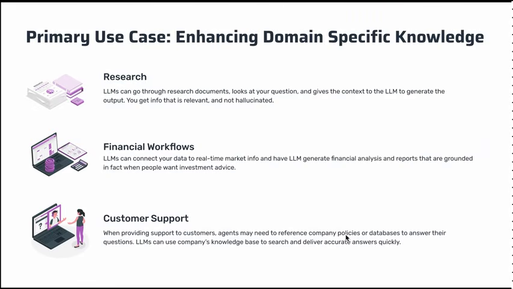So some of the primary use cases for RAG are typically around enhancing domain-specific knowledge. For example, if you're doing research, you can provide the LLM with research documents. It'll look at your question and then give the context to the LLM to generate the output with the research documents as the context. So you'll get information that's relevant to that research and it won't be hallucinated.